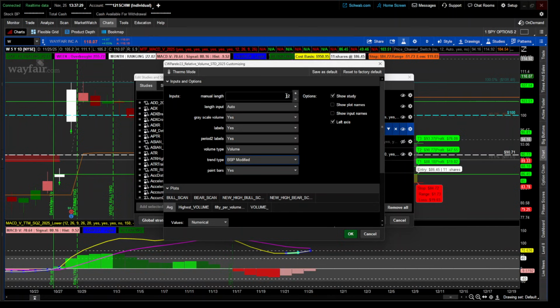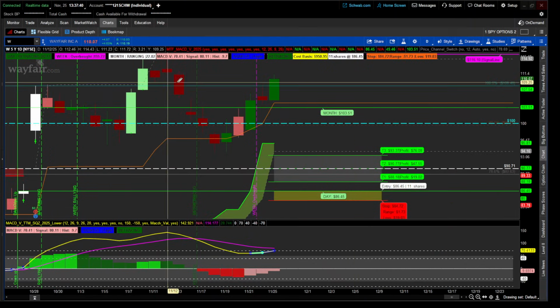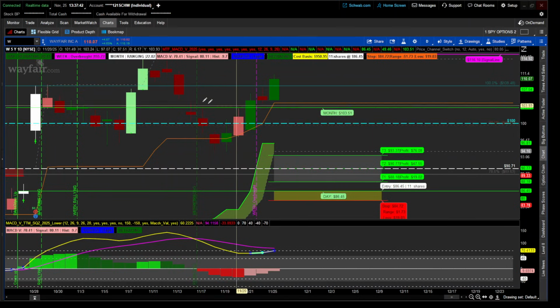And you have your length. I'm not using the length of 12, even though that's the manual length. I actually have an auto length for myself, but usually it's 20 bars, and that's what's controlling the colors of the bars and how much volume is going into it. But these are the indicators that you're going to get.